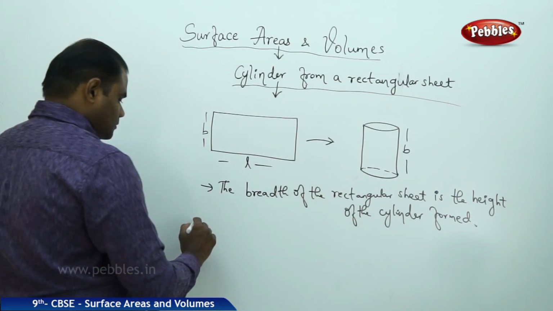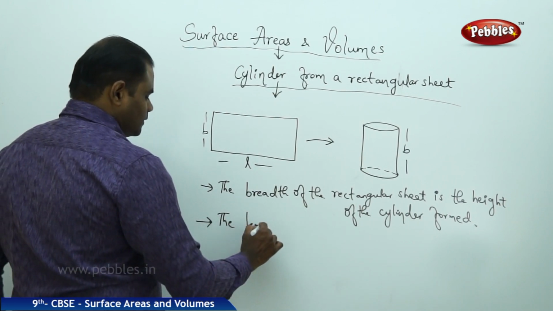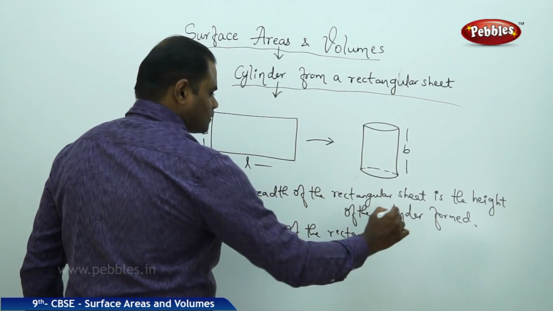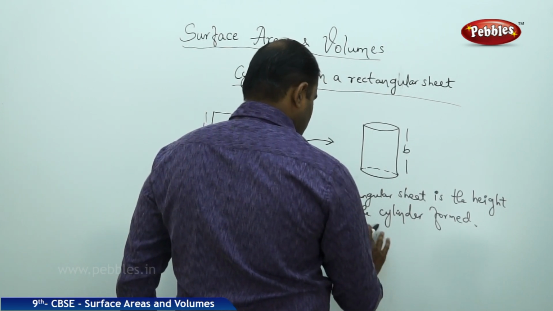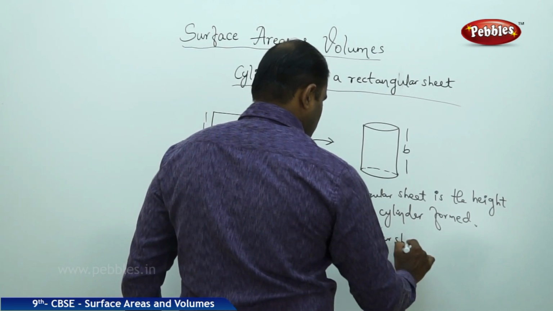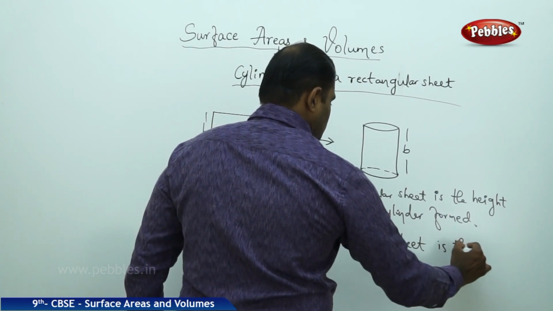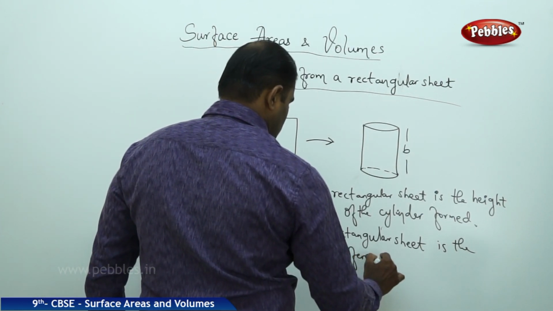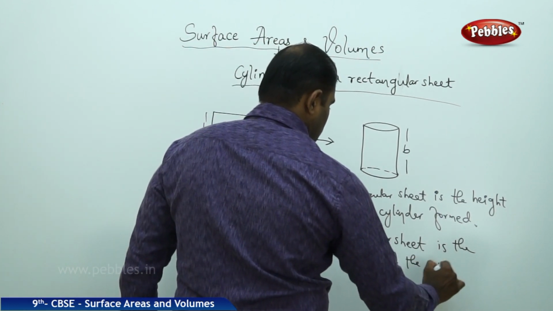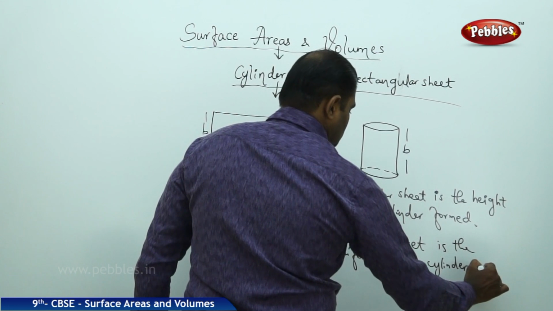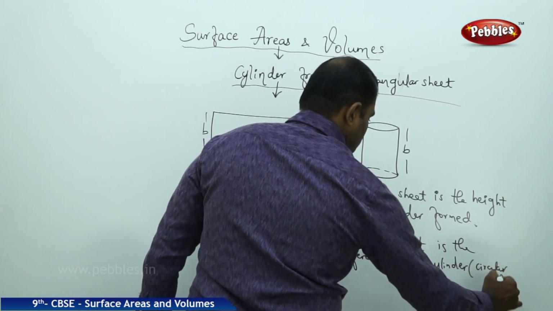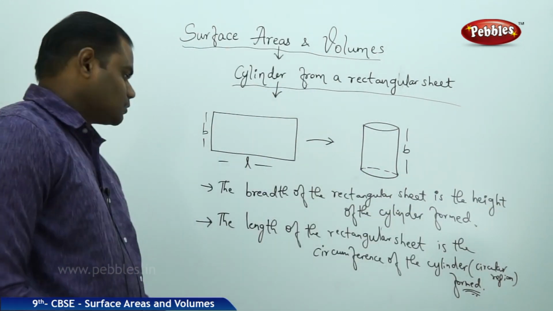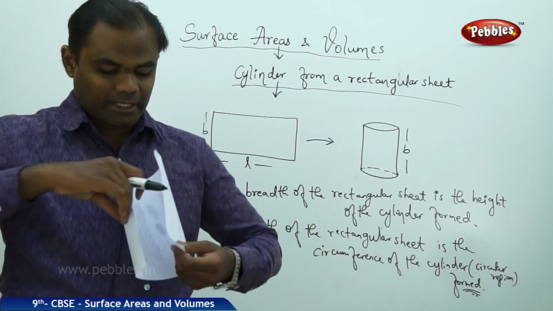So here, the second point which I identify is that the length of the rectangular sheet is the circumference of the cylinder, that is the circular region formed. So the length of the rectangular sheet is the circumference, as can be seen here.